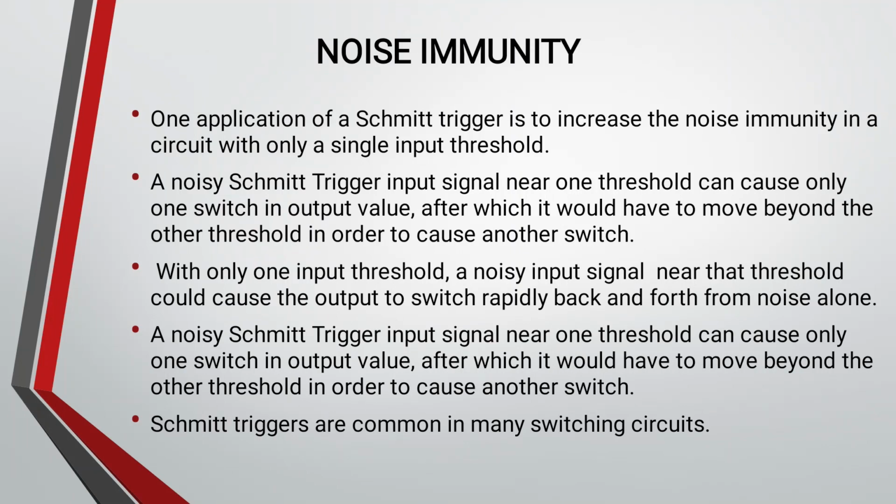A noisy Schmitt trigger input signal near one threshold can cause only one change in output value, after which it would have to move beyond the other threshold in order to cause another switch. Schmitt triggers are common in many switching circuits.